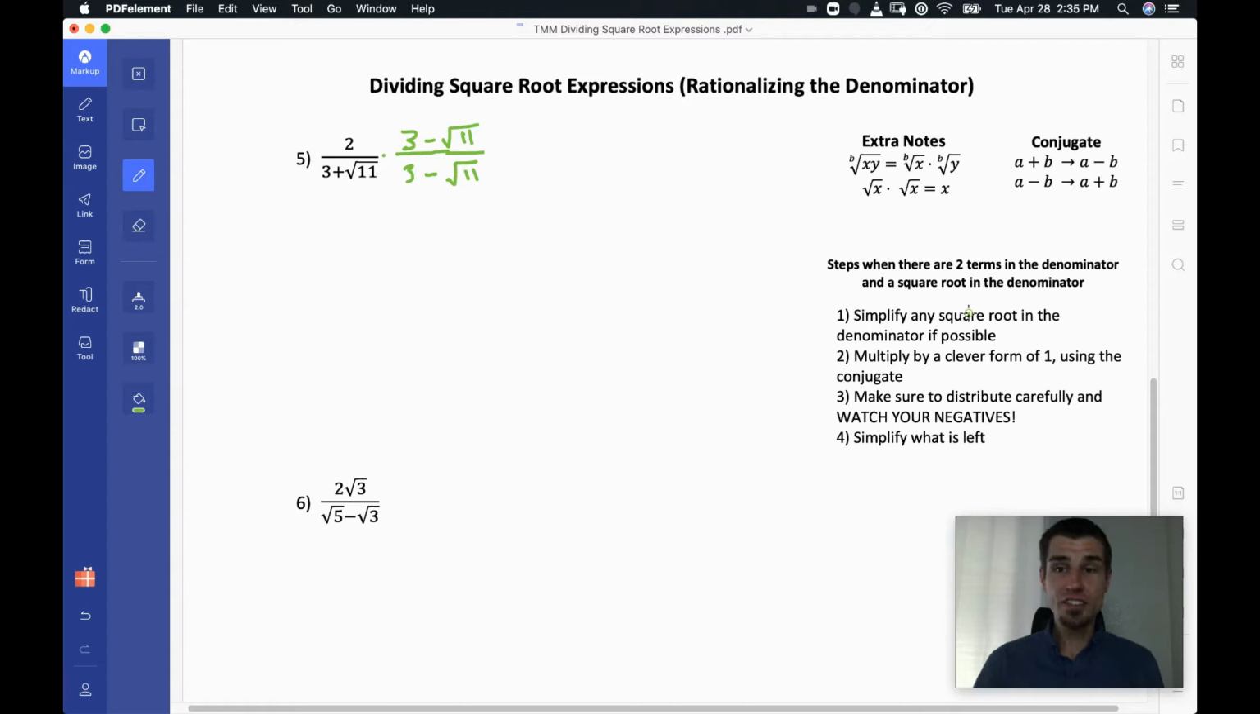So if you take a look at step 1 over here, I've kind of written out the rules, kind of those steps. If you see more than one term in the denominator, you want to simplify any square root in the denominator if it's actually possible. In this case, you can't simplify a square root of 11, so it's not going to help you out. Then we're going to multiply by a clever form of 1 using the conjugate, and we've already discussed that. This is so important, okay? Make sure that when you distribute, you're super careful. You need to make sure you're watching those negatives.